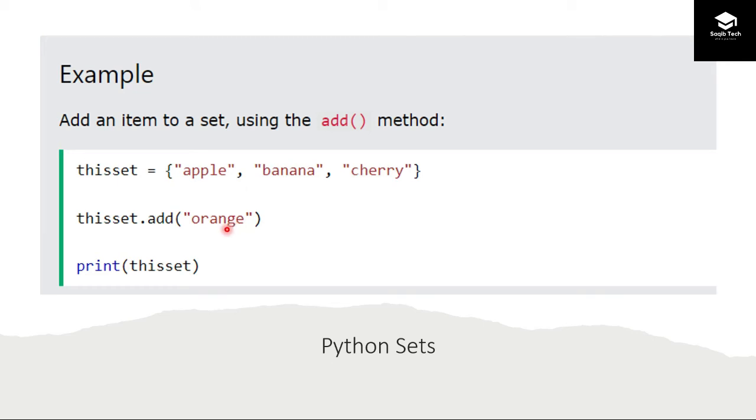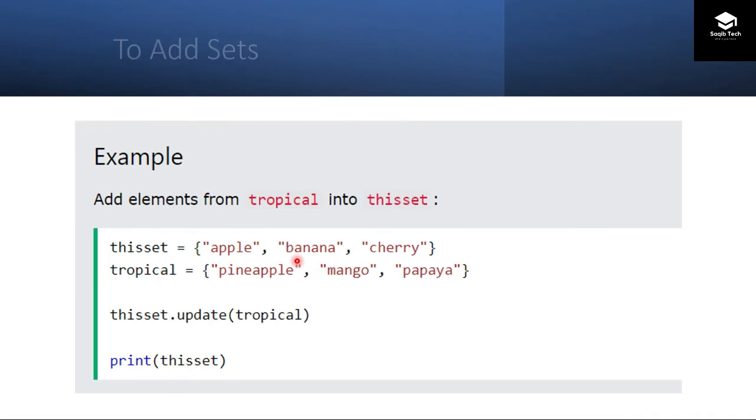I want to add orange. I will write this set dot add. The add method is used to add data in the set. Remember, like in a list we use the append method, here we are using the add method to add a single element in a set.